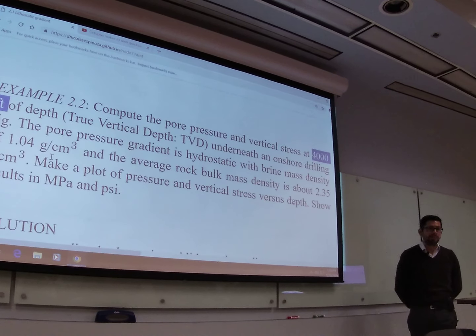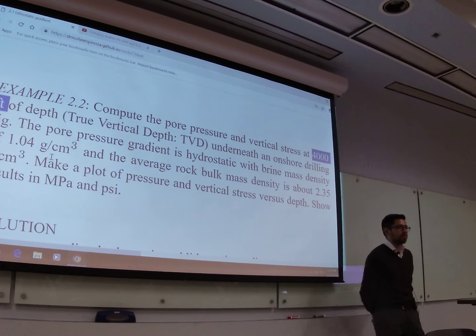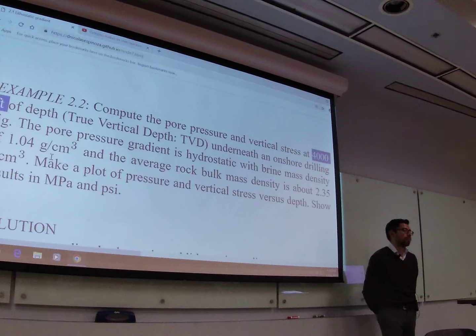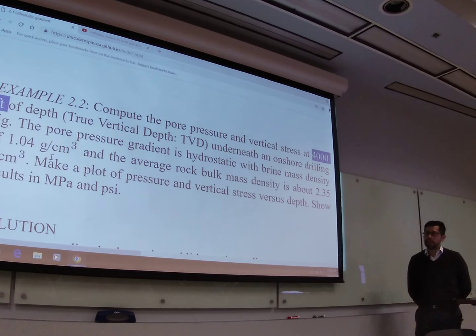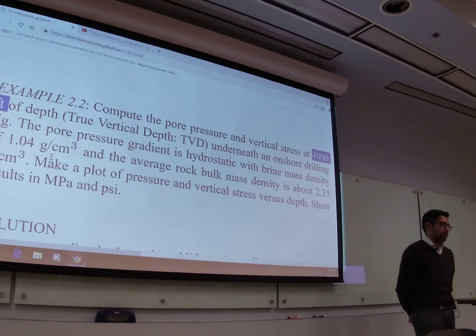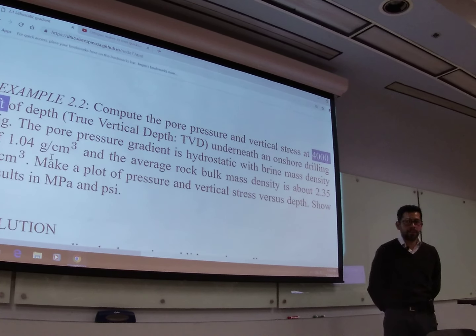So your answer is going to be pretty close to 4,000 psi, but not exactly, okay? So you have to use those densities to get the exact value that's going to be the answer.